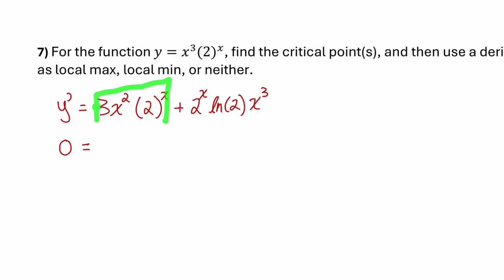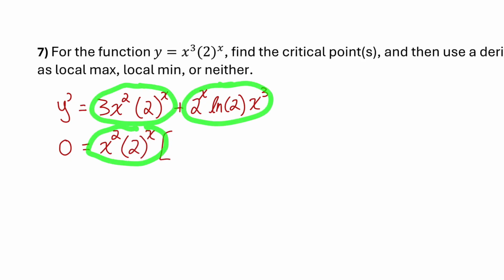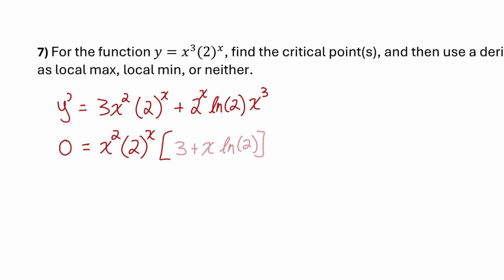So looking at these two terms that are separated by the plus sign, what do they have in common? Well, they both have factors of x, common factor out the x squared, and they both have a 2 to the power of x, so I can common factor that out as well. And now I'll divide both of these terms by the x squared 2 to the power of x that I'm common factoring out.